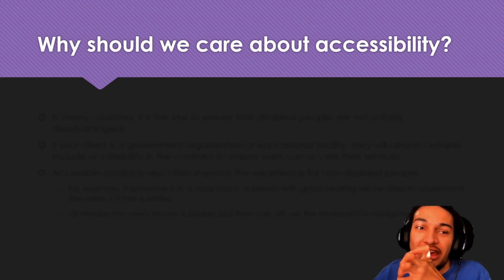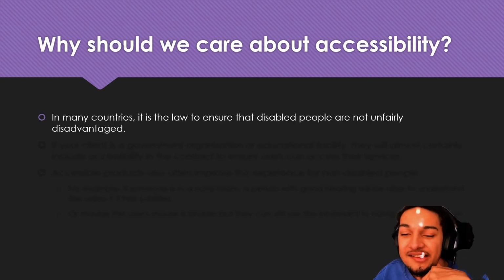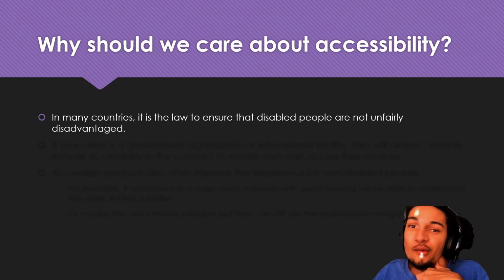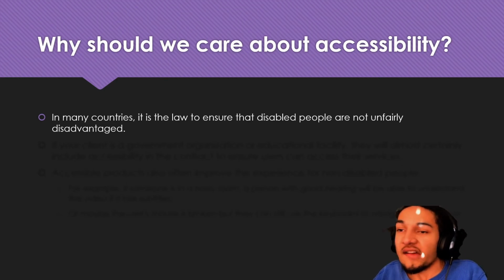So, with everything I've just said, I feel that the answer to this question should be quite simple. Why should we care about accessibility? Firstly, if you want to go down the legal route, it is the law in many countries to ensure that disabled people have access and are not unfairly disadvantaged. Places like the US, the EU, and the UK all have laws that say you should include disabled people. You have to make any reasonable adjustments. This is UK law, at least.